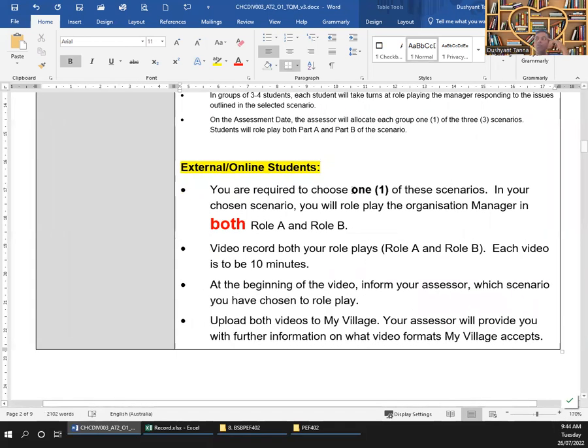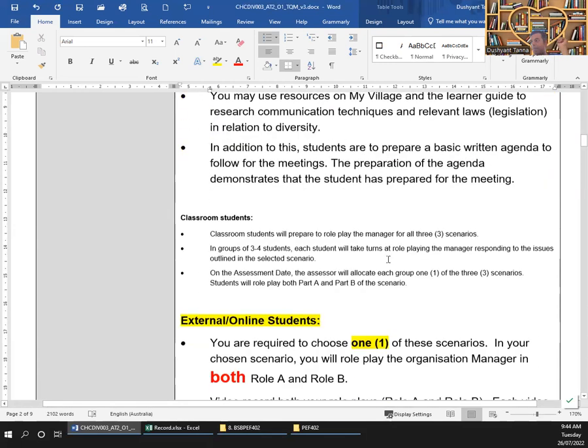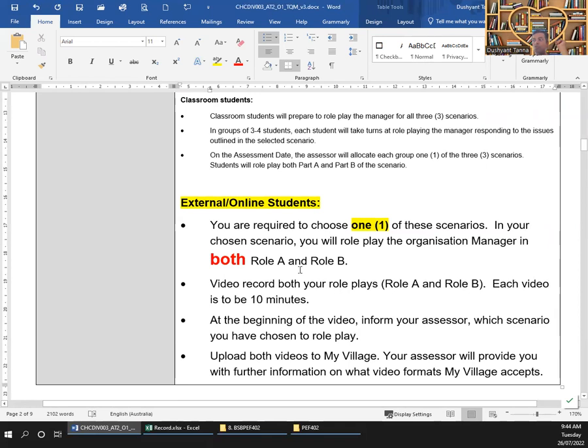You are required to choose one of these scenarios. So either you can choose Uncle Bob, who is a leader in the Aboriginal community, or Anna, who faced discrimination against the policy blocking the word lesbian, or Nadia, who wanted to return to work and needed some support. How would you accommodate her needs? In your chosen scenario, you will role play the organization manager in both role A and B. So there are again 2 situations.